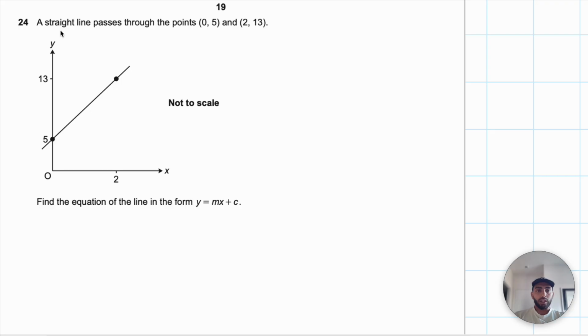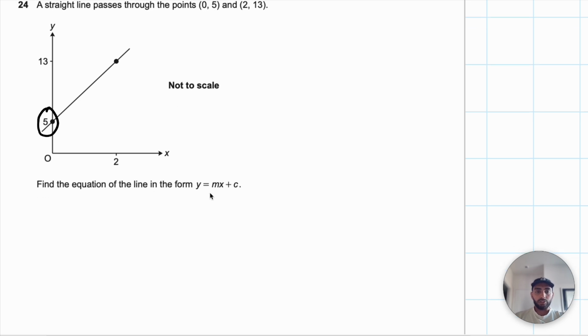Question 24. A straight line passes through the points (0, 5) and (2, 13). So this is quite useful because this is a y-intercept. Find the equation of the line in the form y equals mx plus c. The general form of the equation of a line is this, where m is the gradient and c is the y-intercept, and we've already got that value, which is helpful. So c is 5, the y-intercept. We just need to find what m is, and then we can create that.